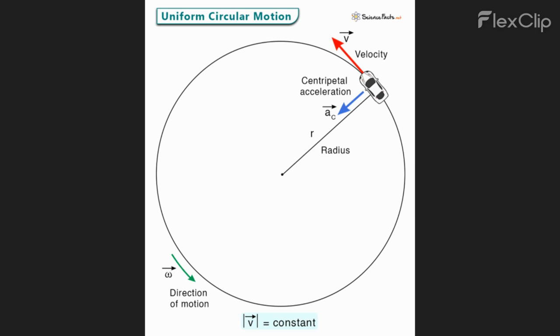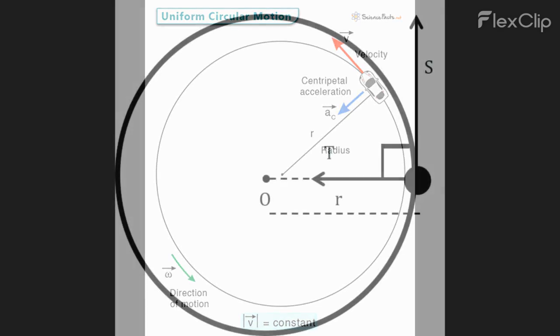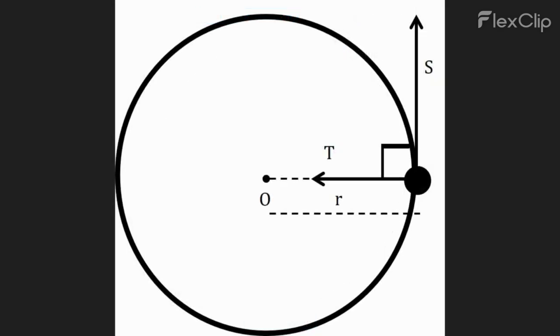Let's take a simple example to understand this better. Imagine you're swinging a ball attached to a string. The ball moves in a circular path. The tension in the string provides the centripetal force that keeps the ball in motion. If you let go of the string, the ball flies off in a straight line. This shows that an inward force is needed to keep the ball moving in a circle.